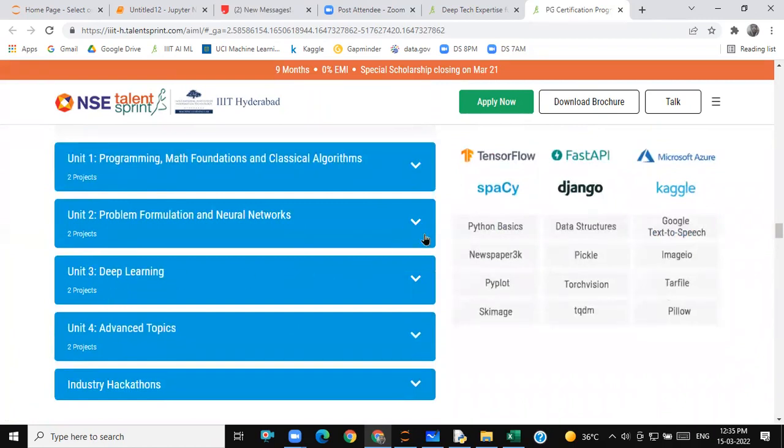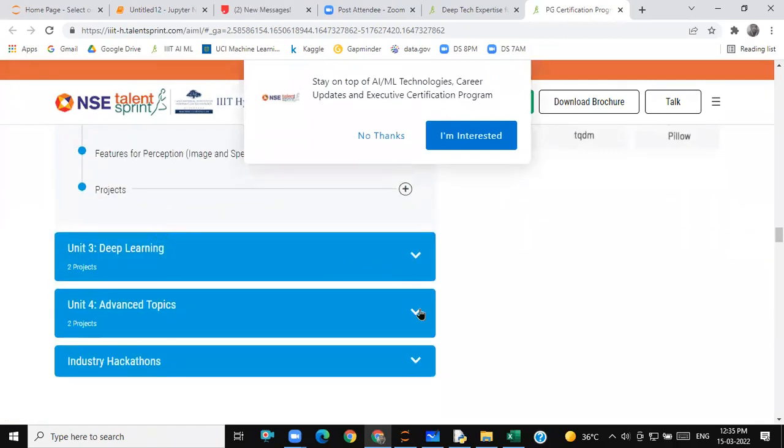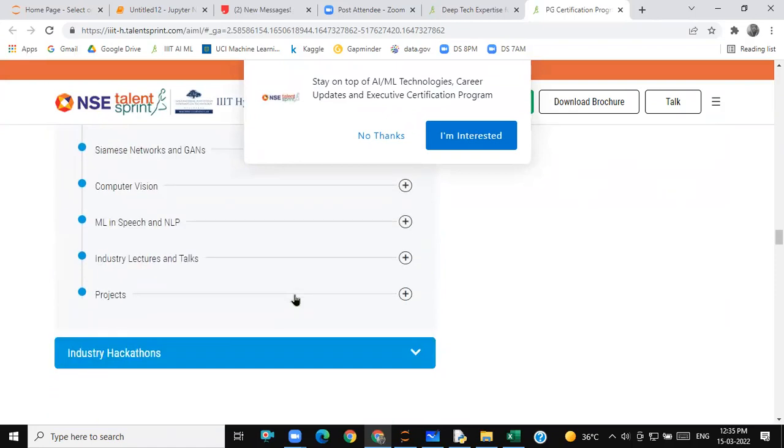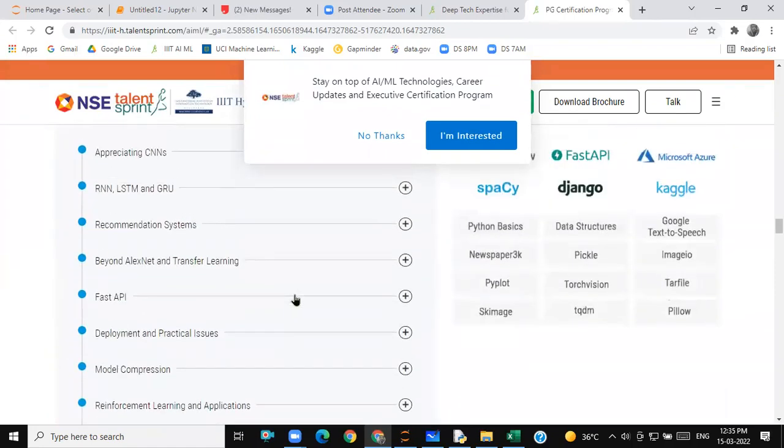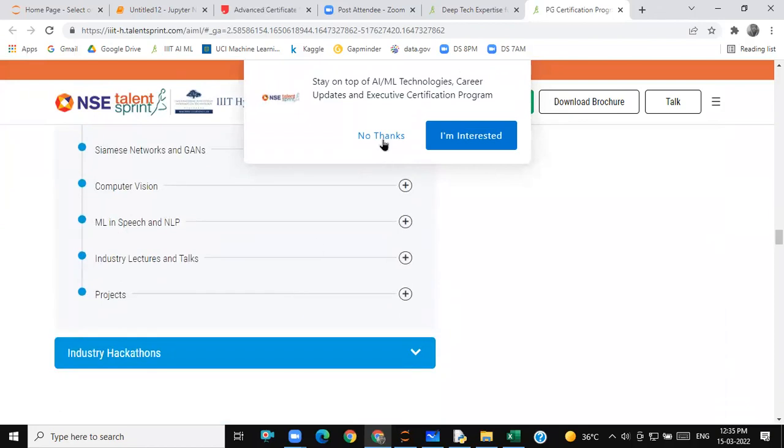So what are we going to cover? Deep neural networks, mathematics and classical algorithms. These are all going to be neural networks, deep learning problems and advanced concepts. Whatever course curriculum they are providing, we are also providing almost all the same.